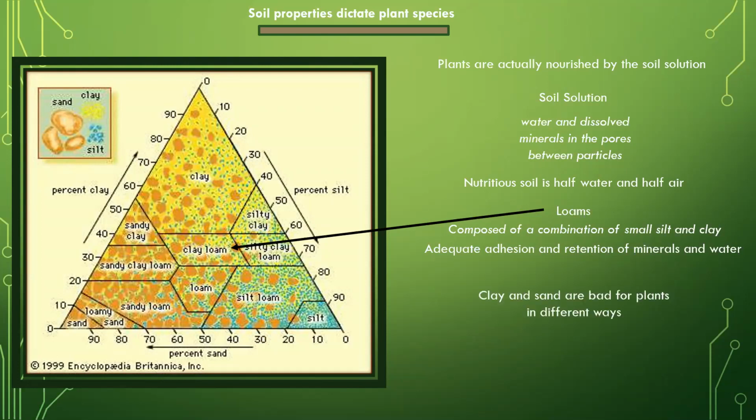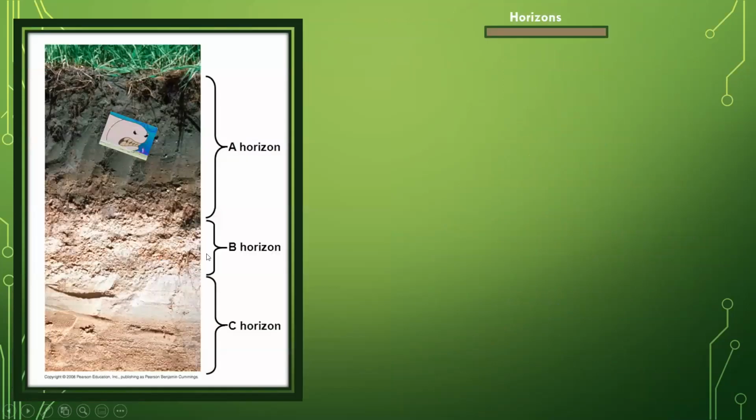But again, clay and sand are bad for plants. Sand doesn't hold water, clay holds too much water and not enough oxygen. And so generally we're hoping to create something like this clay loam or this other loam, just in terms of particle size and distribution.